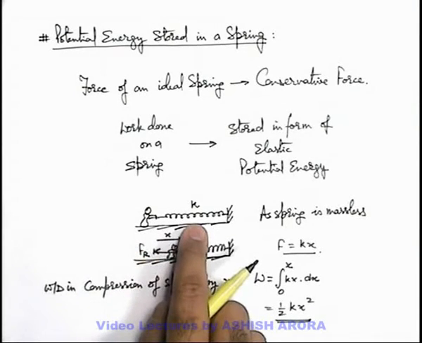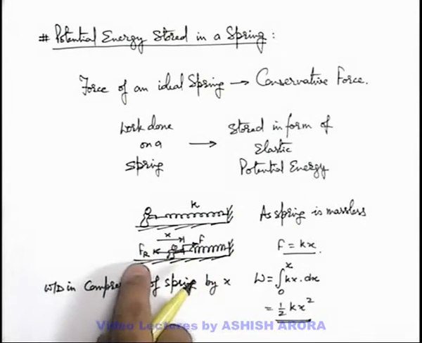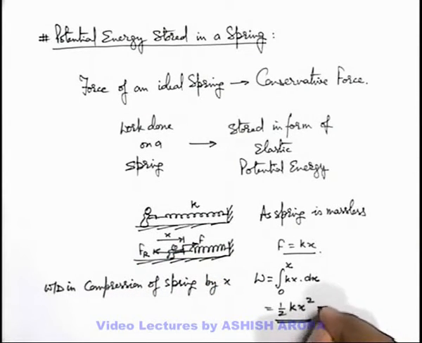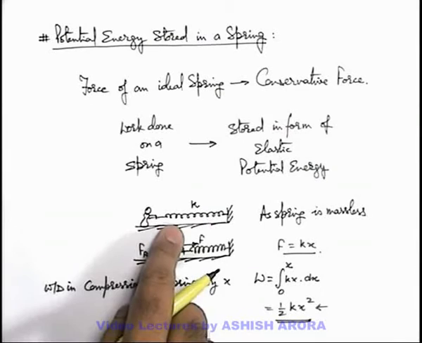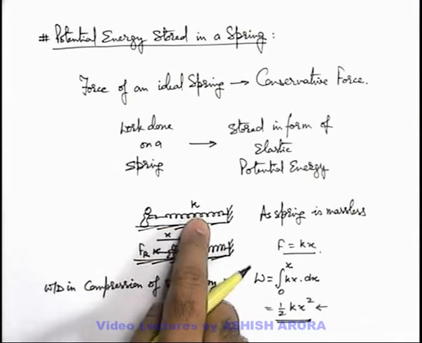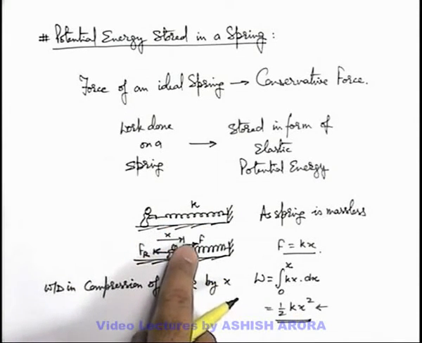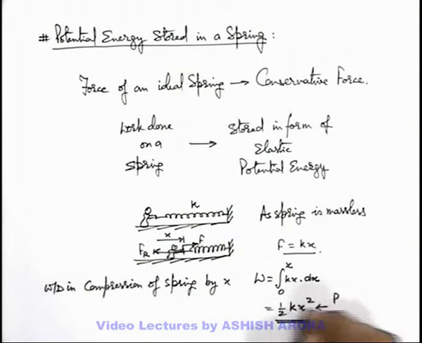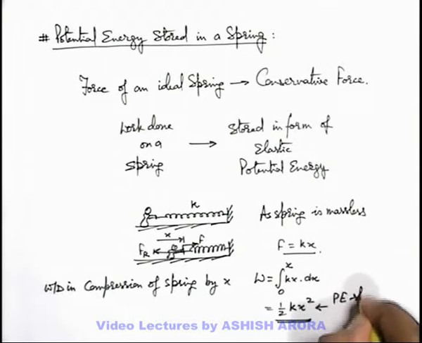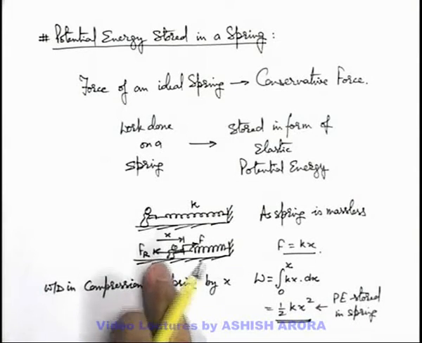And as the spring force is a conservative force, whatever work the boy has done is stored in the form of potential energy. In natural length the spring was relaxed, there was no energy stored in the spring, but in the compressed state the spring has some energy stored in it. We can simply state this half kx square is the potential energy stored in the spring. This energy can also be retrieved back.